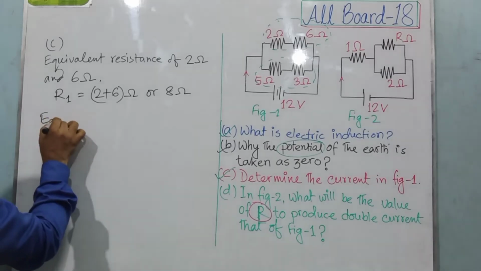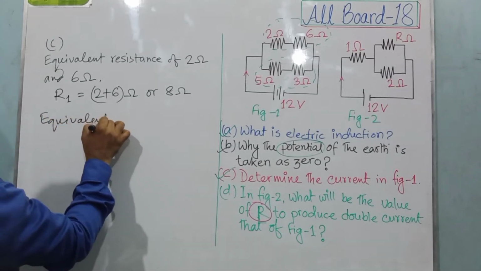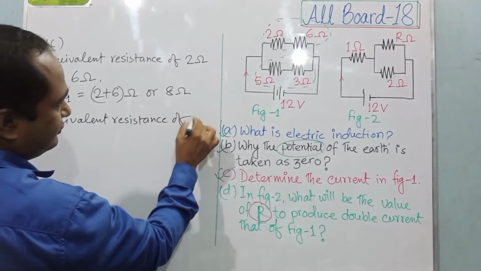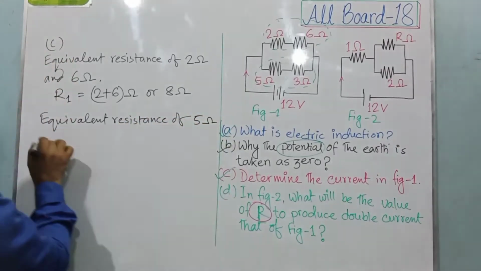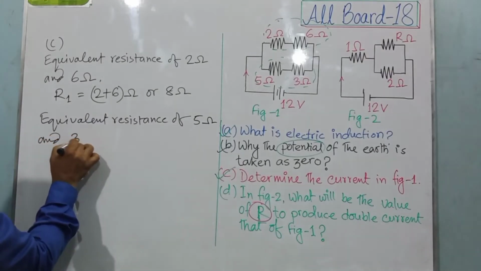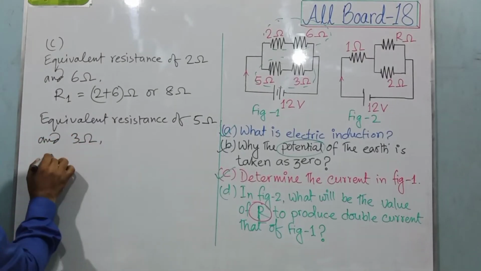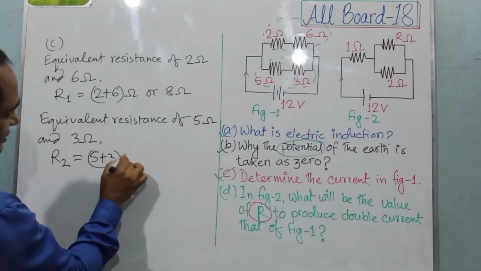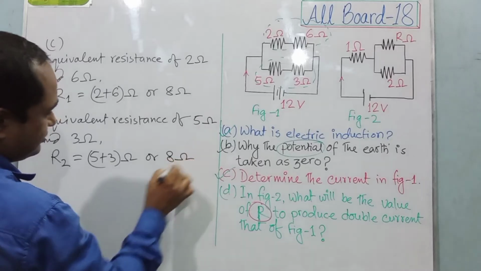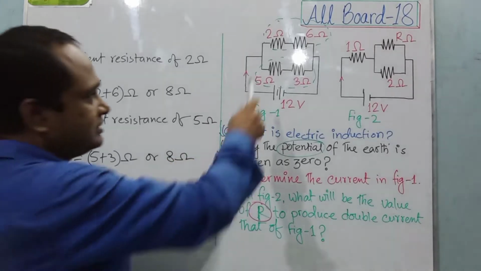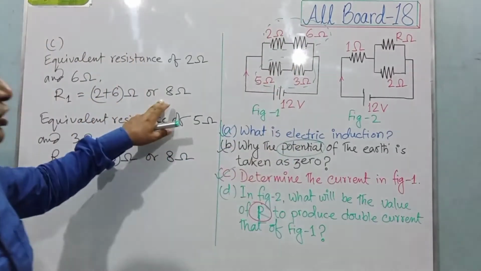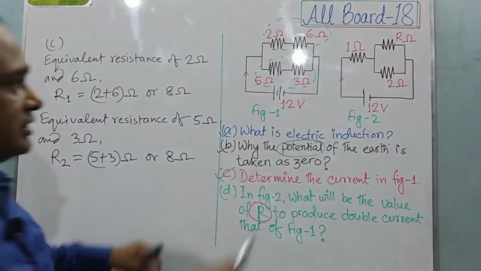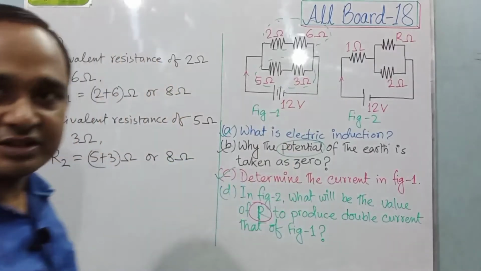Similarly, the equivalent resistance of 5 ohm and 3 ohm, if denoted by R2, then R2 is equal to 5 plus 3 ohm, or 8 ohm. That is, the equivalent resistance of this branch is 8 ohm, and similarly the equivalent resistance of this branch is also 8 ohm. Now these 8 ohm and these 8 ohm are connected in parallel.